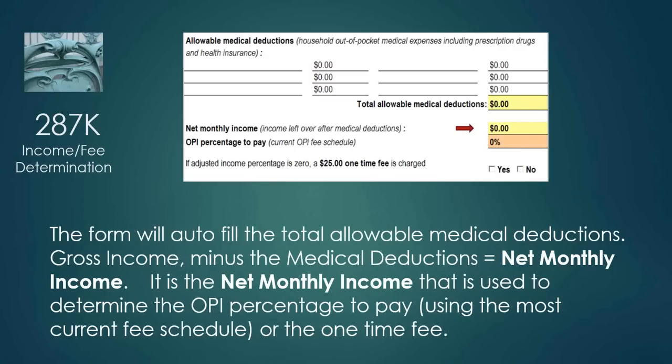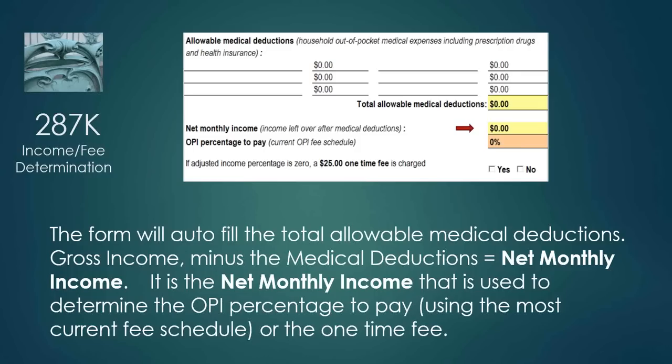Okay, we want to go next to the net monthly income. So we take the total of all the income, subtract the deductions, and what we have, and you'll see on my slide there the red arrow pointing to the location where we put the net monthly income. Now, if you're using this Form 287K online, it will auto-calculate and auto-fill. Once you punch in the numbers, it will add everything for you. If you've printed a copy, you'll have to manually calculate these things and come up with the total.